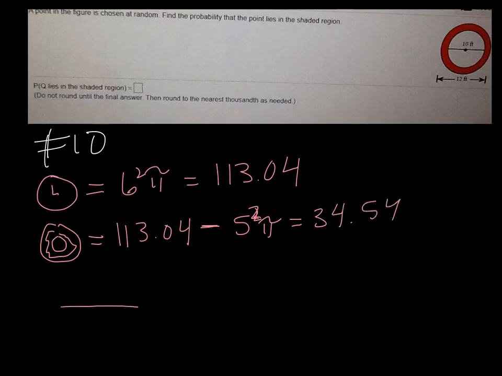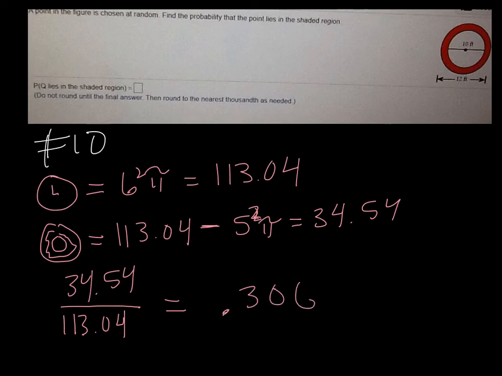So again, my probability would be the 34.54. My total would be 113.04. And it's asking round to the nearest 1,000th if needed. You have to know the thousandth is 3 decimal spots. So 0.306 would be my answer for this one.